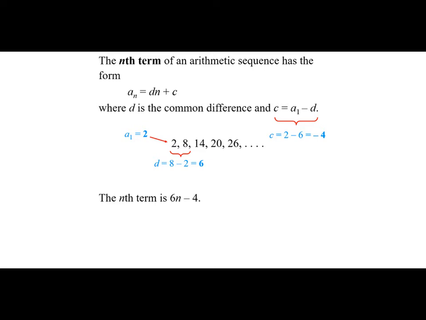So if we look at this arithmetic sequence that's given, and this one is not given in your notes, we're going to find our common difference by taking the second term minus our first, and here we can see that our common difference is 8 minus 2, which is 6. Then we take our first term, which is 2. To find the c, we take 2 and subtract the common difference of 6, and that's negative 4. So when we put it together, a sub n is equal to 6n minus 4.